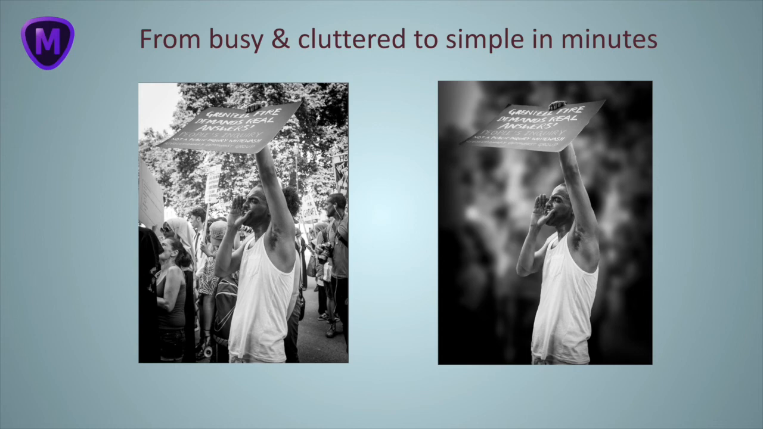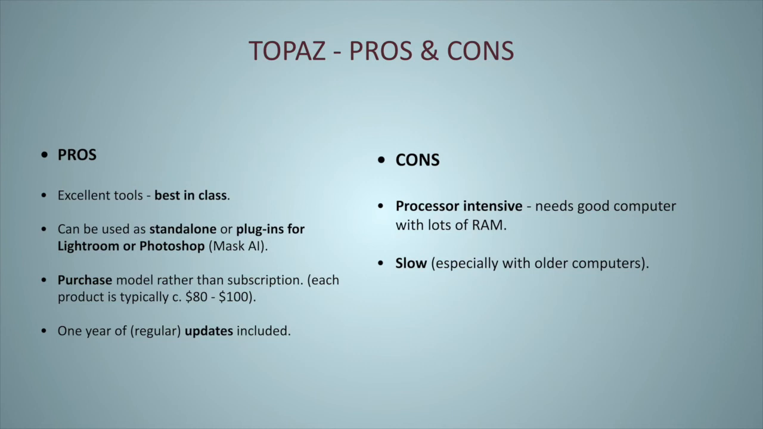So that's Mask AI. So in terms of pros and cons, for me, it's the best in class at what they do. It's not an all-in-one software that tries to do everything. You know, DeNoise is the best product for denoising. Sharpen is probably the best product in the market for sharpening. The products do those one functions and they do them extremely well.